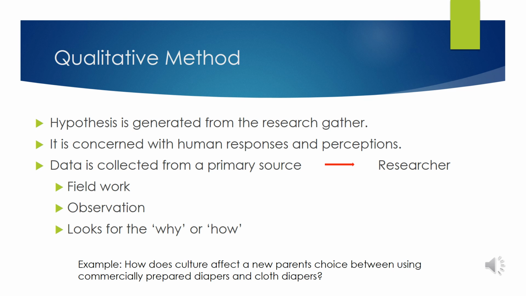So in that qualitative component from Chapter 7, you really can see again that the hypothesis is generated from the data that we gather. And the concern really is with human responses and perceptions. How does that affect the participants? Data is typically collected from a primary source, and that's usually the researcher themselves. So they may be doing field work or observation work, and usually this research and the questions are geared at why or how. So an example is, how does culture affect a new parent's choice between using commercially prepared diapers or maybe cloth diapers?